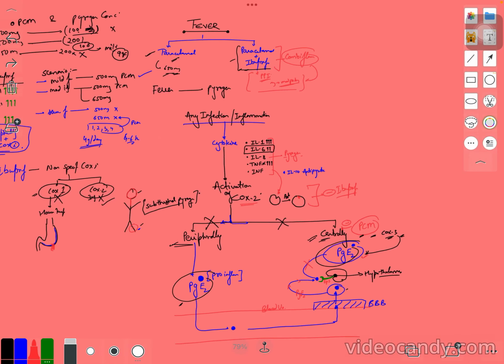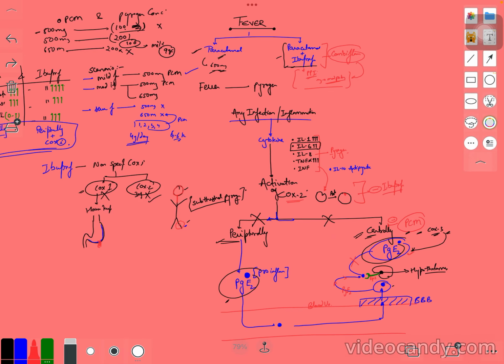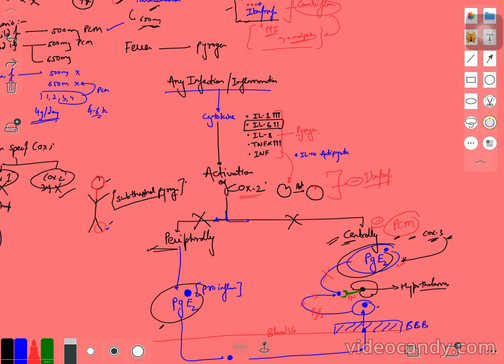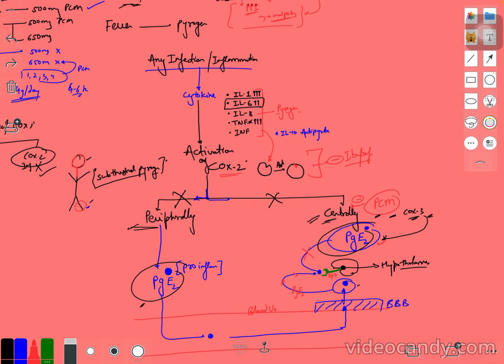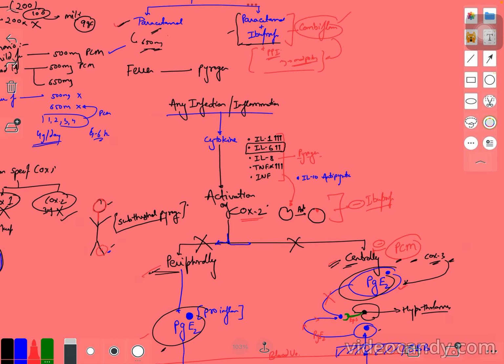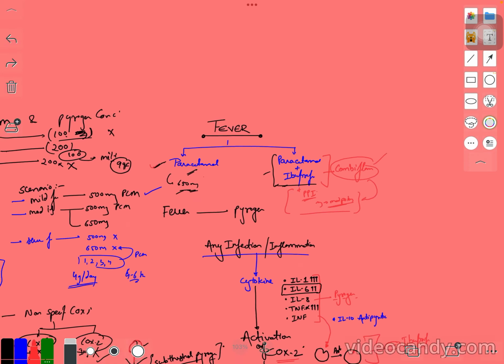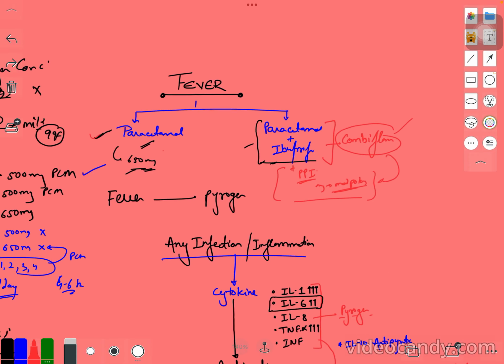So yeah, this was the main concept that we need to remember: why sometimes paracetamol works, why sometimes Combiflam works, why sometimes 500 milligram works, why sometimes 650 milligram works. It all depends upon the concentration of the pyrogens and the cytokine production. How much the prostaglandins are actually formed, right? Whether it's a peripheral production or a central production or a combination of both, right? So depending upon that, we can suspect which drug needs to be given when.